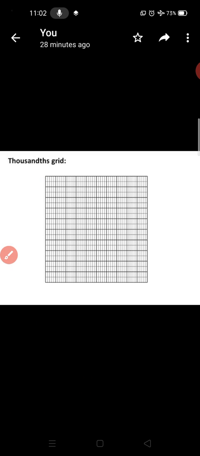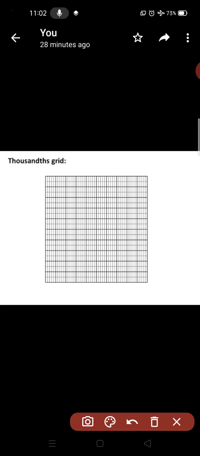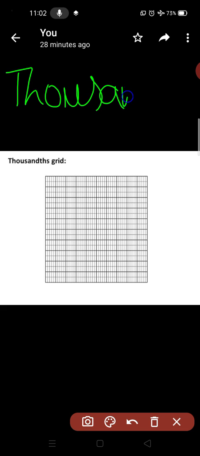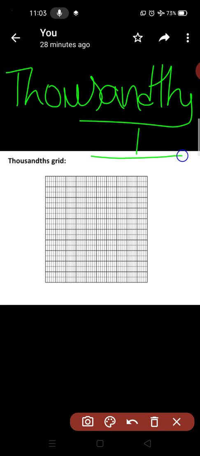This is a thousandths grid. What is the name? T H O U S A N D T H S, thousandths, which means 1 by 1000. So when each 1/100th part of the square is divided into 10 equal parts, the whole square gets divided into 1000 equal parts. Okay, so now we will see shaded parts.